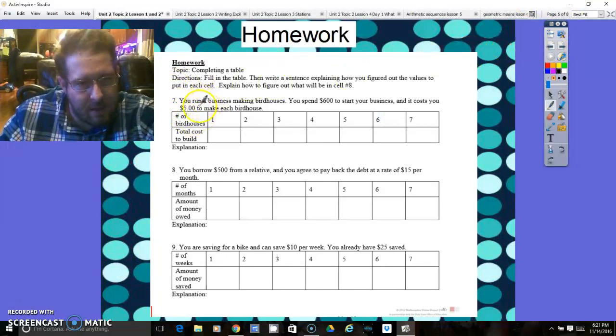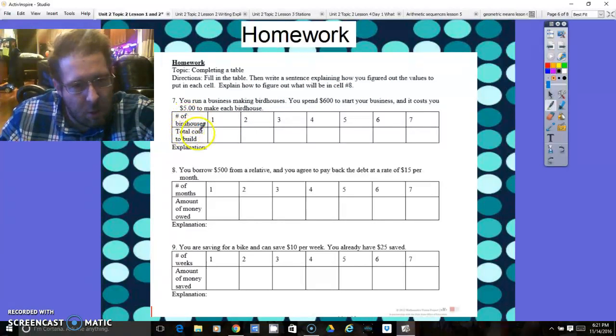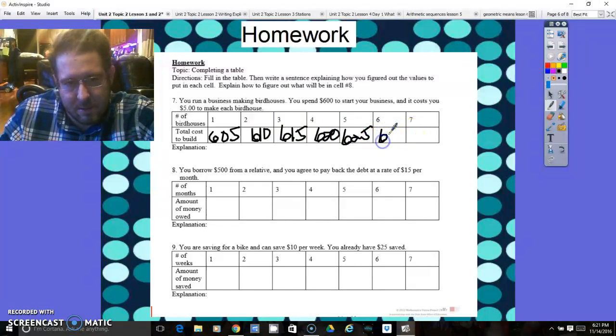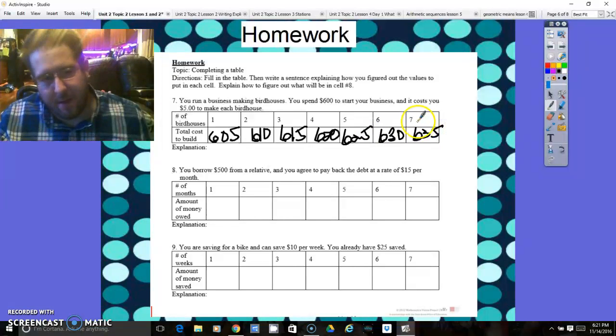So the homework says you run a business making birdhouses. You spend $600 to start your business, and it costs you $5 to make each birdhouse. Total cost of building. So if you build one birdhouse, you spent $600 to start up, plus one birdhouse makes $605. And then 610, and then 615, and then 620. And you're noticing that the pattern here is an arithmetic sequence. It's arithmetic because you're adding 5 each time.